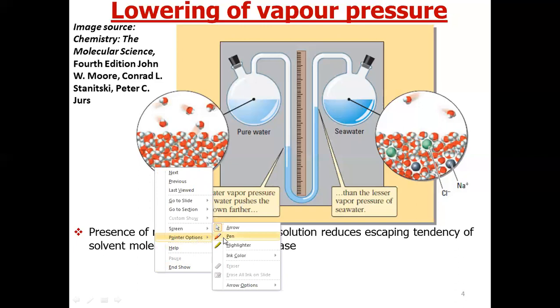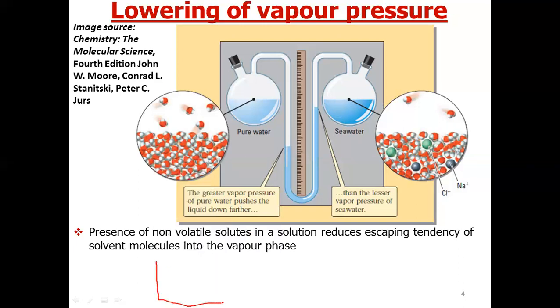What does it mean? Suppose we have a beaker filled with solvent. I will represent the solvent molecules present on the surface of the liquid. Suppose these are some solvent molecules present on the surface. These molecules have a tendency to go into the vapor state. So slowly, depending upon how volatile the solvent is, the molecules will escape from the liquid state and come into the vapor state and they will exert some pressure.